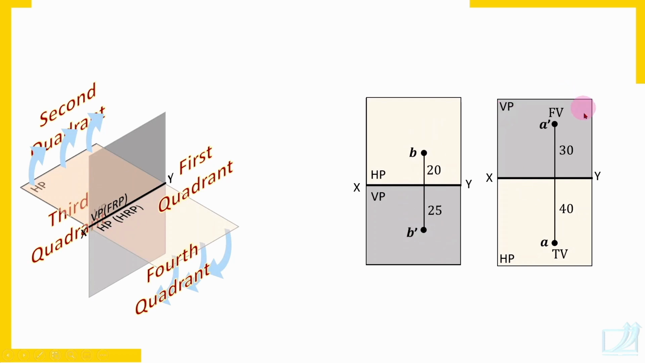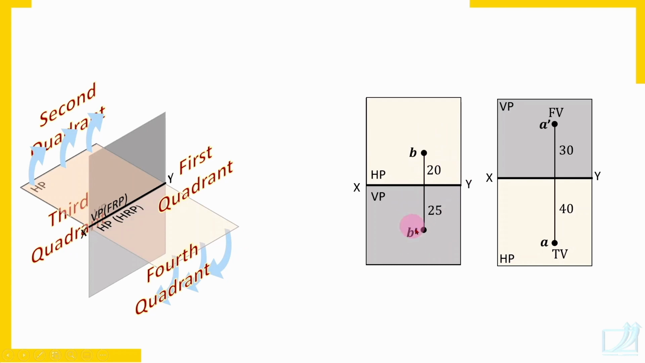So watch here, in this diagram, front view is above XY line, and in this diagram, top view is above XY line. So when front view is above XY line, you are sure that point is in first quadrant, and when top view is above XY line, you are sure that point is in third quadrant. Also, top view gives distance from VP and front view gives distance from HP. So nowhere have I shown point B in this three-dimensional diagram.